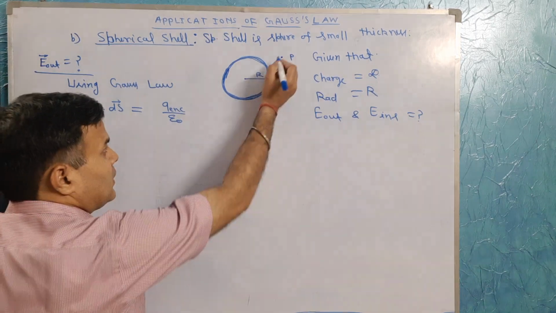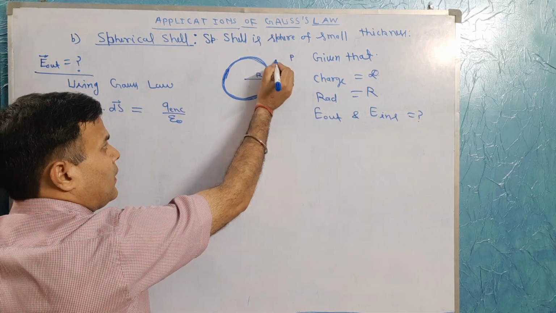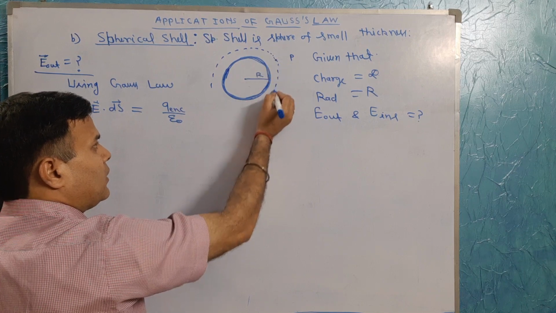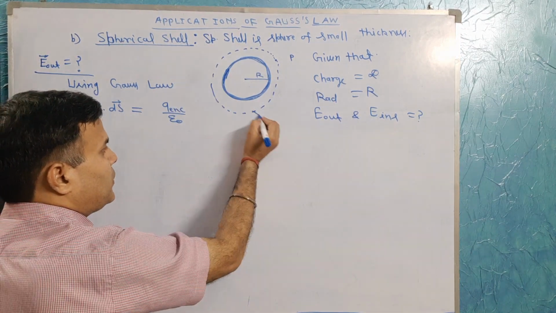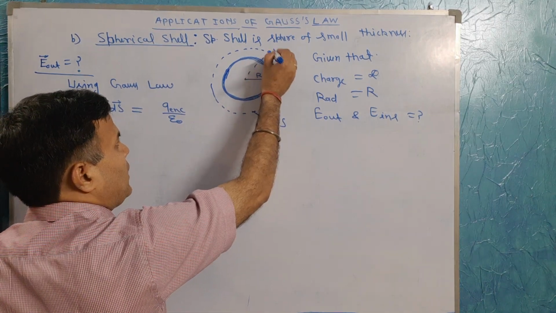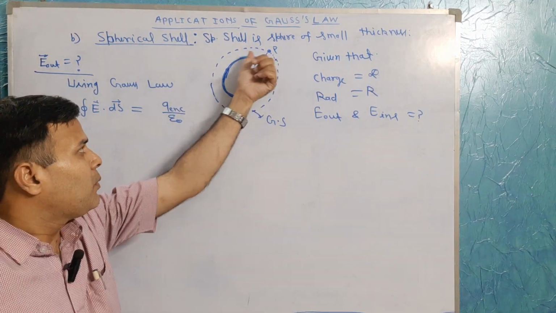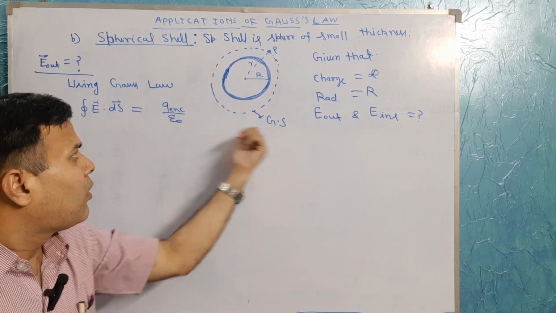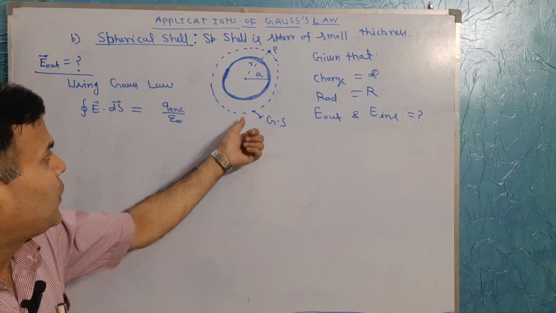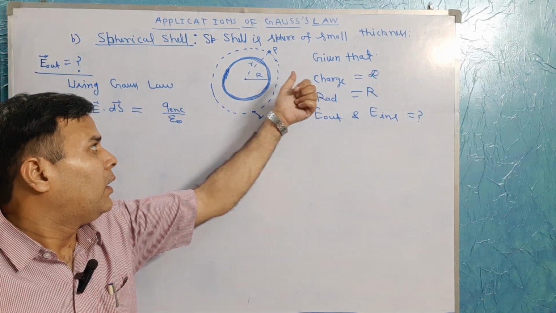So first, we want to find the outside profile. This is the point, and draw the corresponding Gaussian surface. Again this is a spherical shell. So this is the Gaussian sphere, GS, and this point is P, and the distance of this point from the center is r. So we have only this spherical shell. We can draw this Gaussian sphere in order to find the electric field outside this spherical shell.